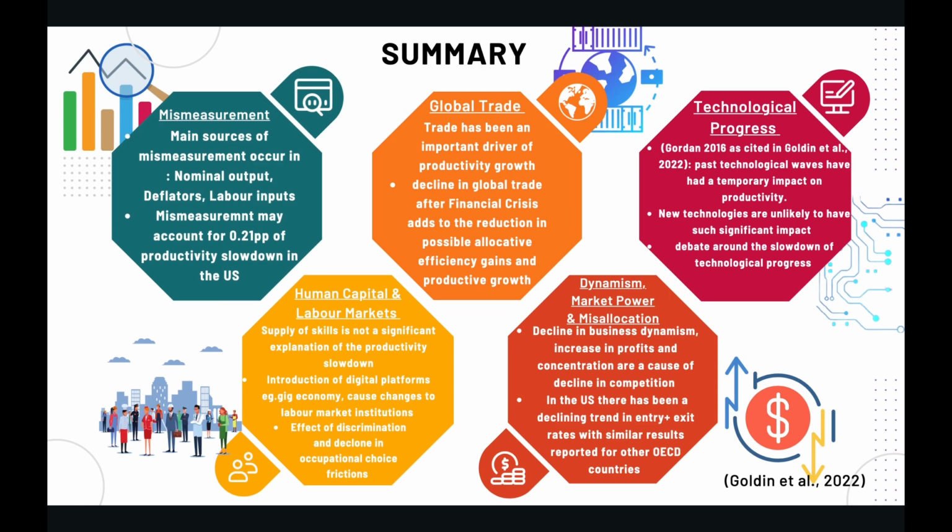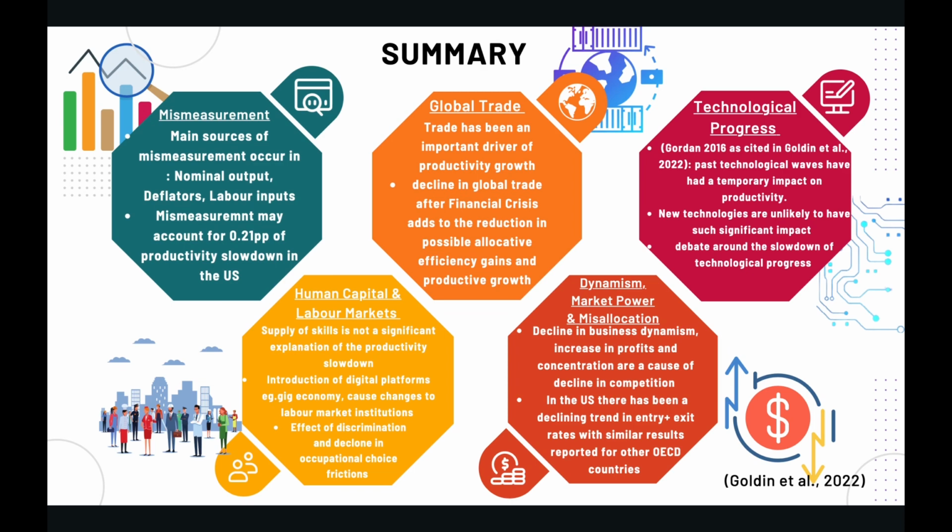It was found that the supply of skills is not a significant explanation of labor productivity slowdown, but technologies have disrupted this, affecting TFP growth. Labor market institutions have emerged through the introduction of digital platforms, such as the gig economy. Global trade has been a key driver of productivity growth, but perhaps its benefits have already been reaped. The decline in trade after the financial crisis is also a contributor.